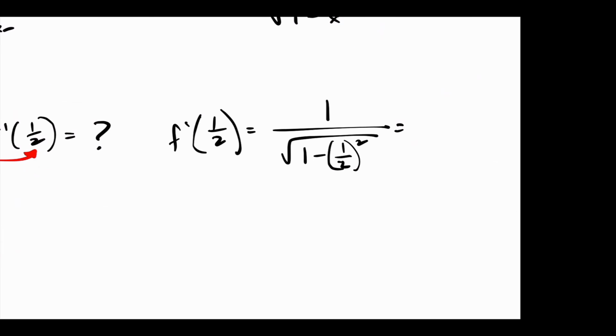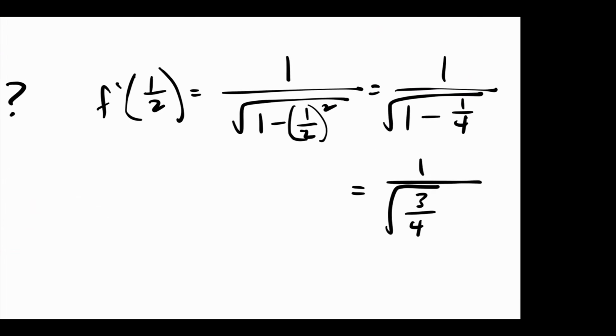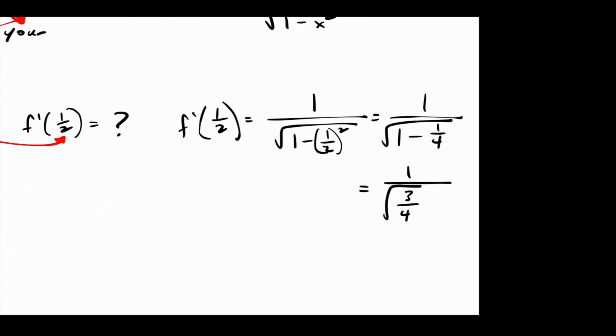Okay. So I get a 1 on top, 1 minus 1/2 squared is just 1 over 4. 1 minus 1/4 is 3/4. Well, I can't have a square root on the bottom. Doesn't work. If I have a square root on the bottom, it doesn't work. So I have 1 divided by square root 3 over 4.